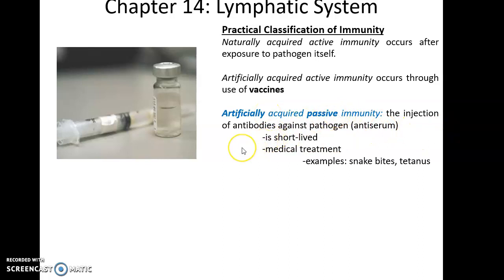It's passive because it's short-lived. There are no memory cells stimulated. It won't help protect us in the future. Examples of when this is used include snake bites and tetanus.